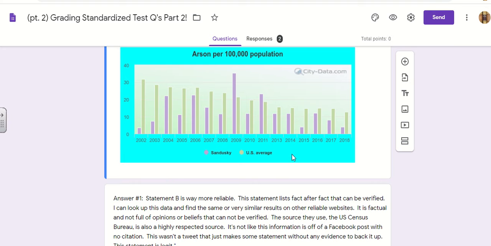So just what you can draw from it: that arson in Sandusky has gone down the last 3 years, while the national average has only gone down in the last year. Things like that. That's how you're looking at these standardized questions.